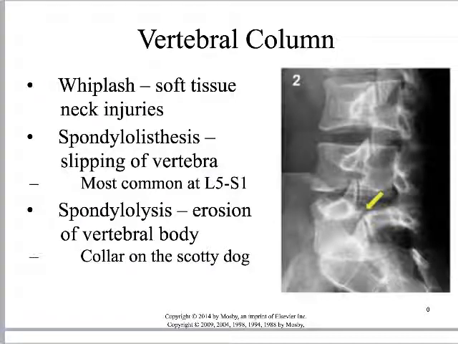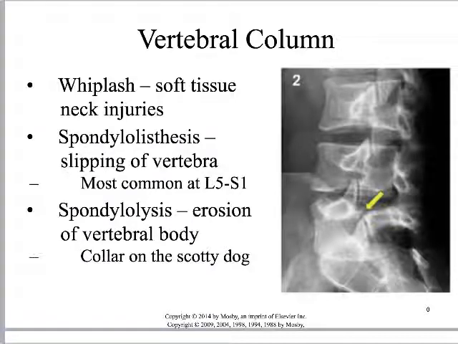Looking within the vertebral column, we can start to talk a little bit about traumatic effects on the skeletal system. So whiplash, like soft tissue injuries caused by the vertebral column itself. And so we have an example of that here on page 38. Spondylolisthesis, so slipping of the vertebra itself. This is common at the base of the lumbar spine. So L5-S1 may require surgical correction.